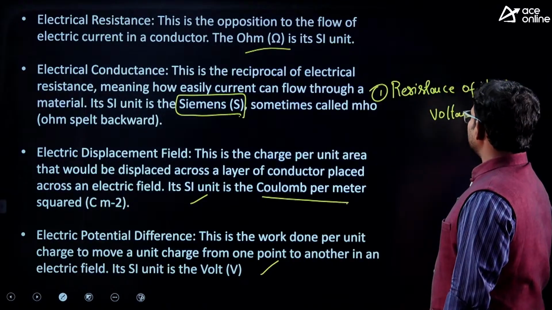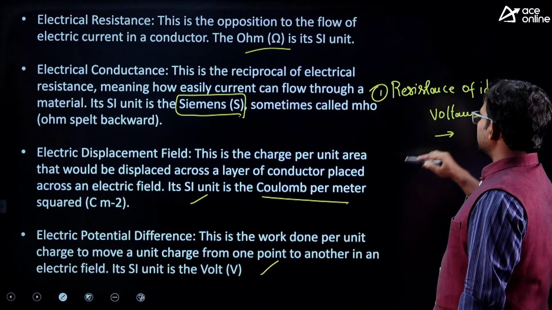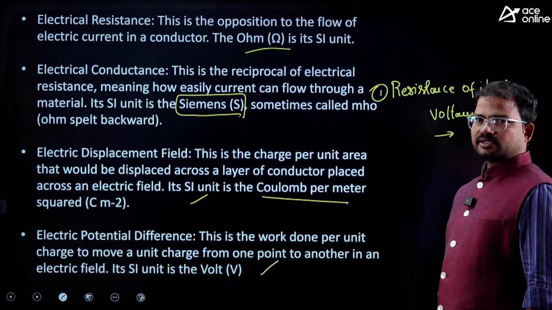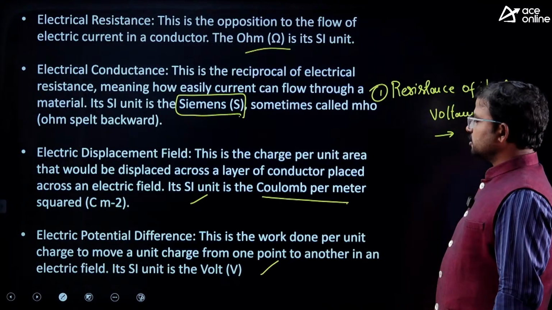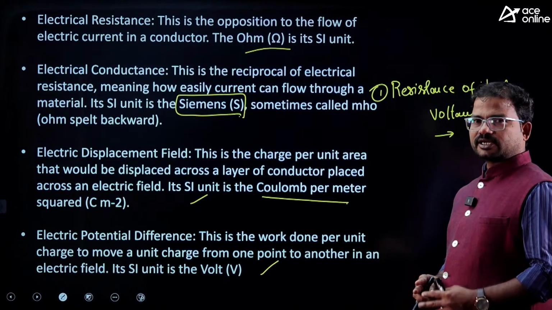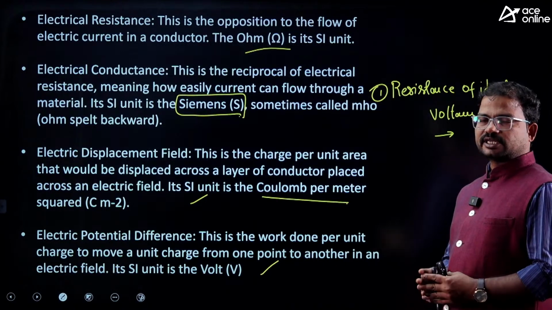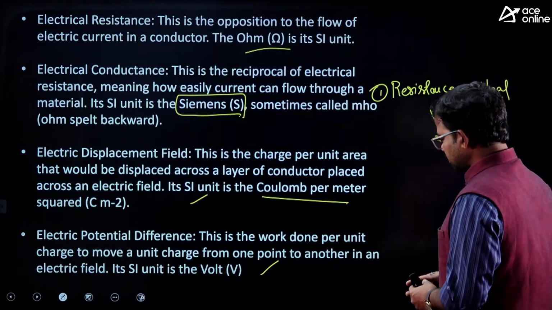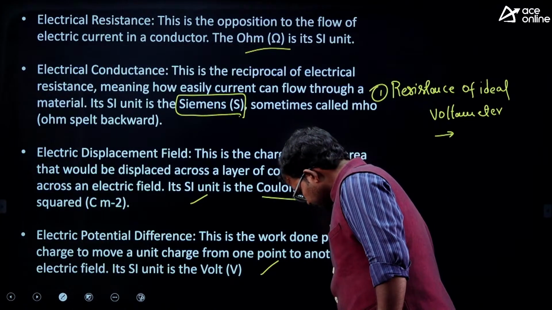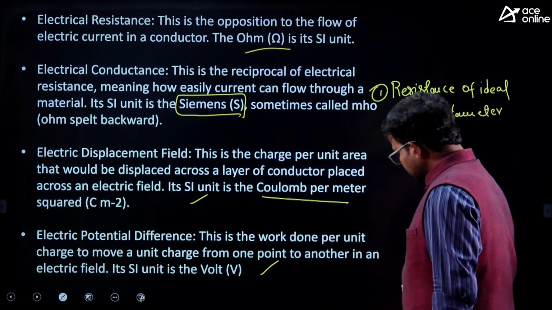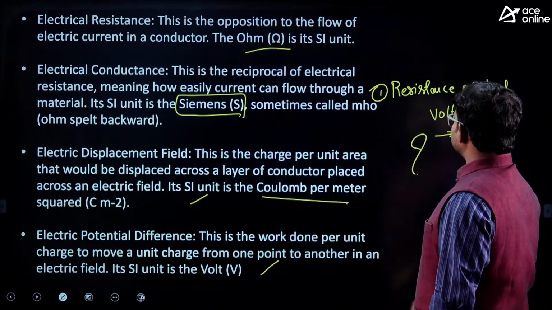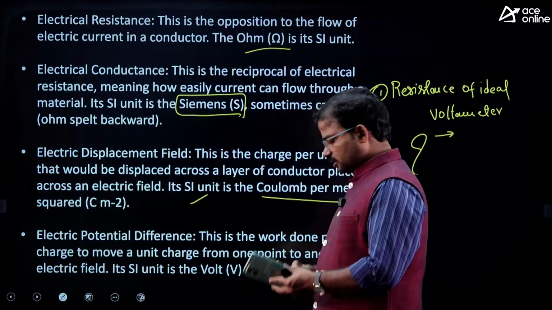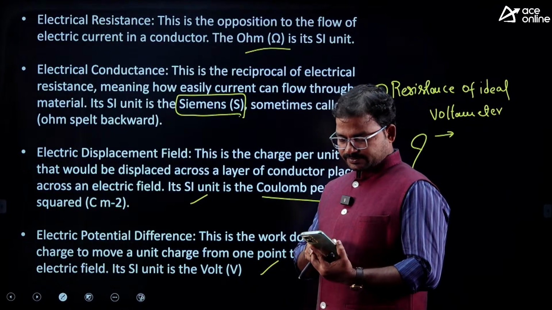Actually, is it connected in series or parallel? In the circuit, it can be connected in either orientation, series or parallel. You should also comment on this in the comment section. What is the resistance of an ideal voltmeter? Anyone, guys?